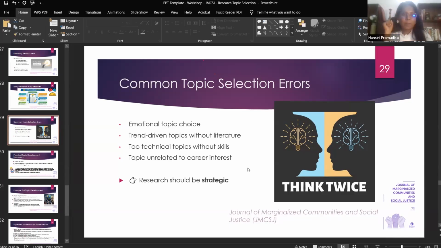So think twice, right? Trend-driven topics without literature. If you are a person who is going to do a deductive research, so you may have to come up with a significant amount of literature, right? So trend is very attractive, but there is no literature. Think twice. And then too technical topics without skills. I already gave you an example about chemistry related research, right? And then topic unrelated to career interest.